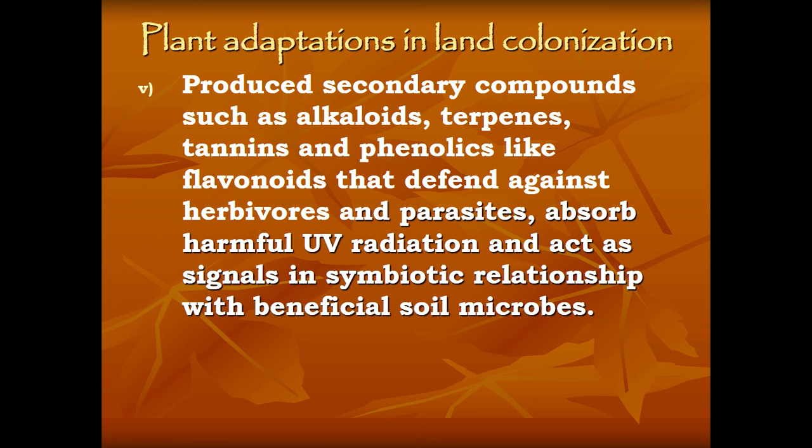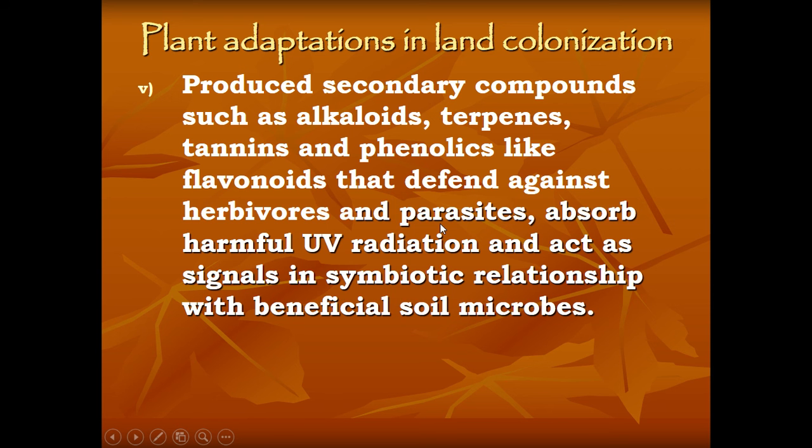So in land colonization also, after this adaptation that refers to the apical meristem and lateral meristem. Once the plants grow on the land, they will adapt for land colonization. So they will produce secondary compounds such as alkaloids, terpenes, tannins, and phenolics, like flavonoids, which are one of the antioxidant components that will defend against herbivores and also parasites.